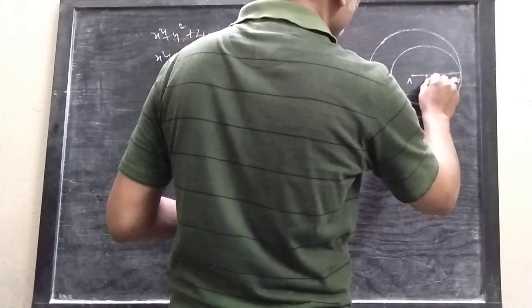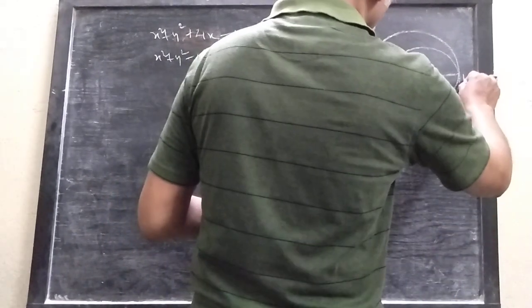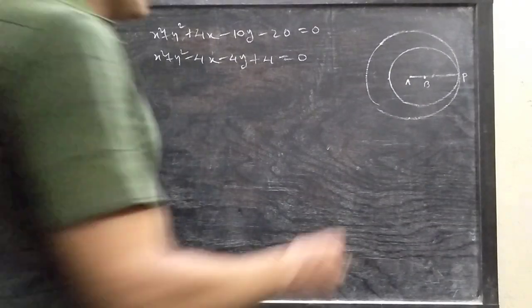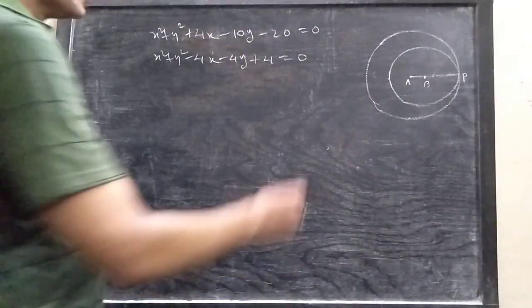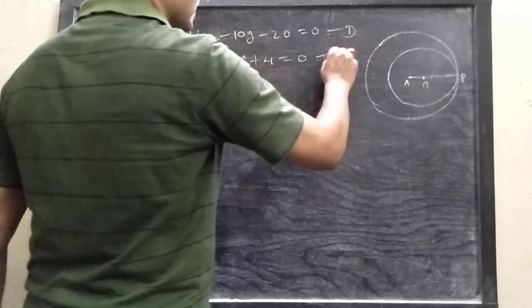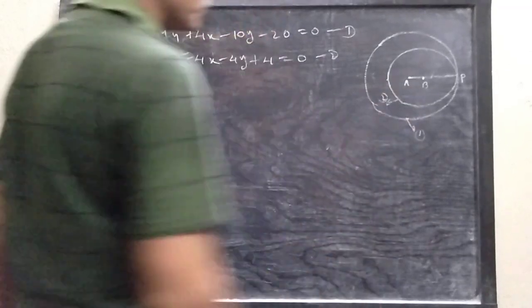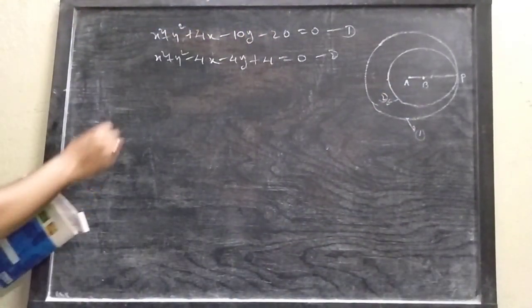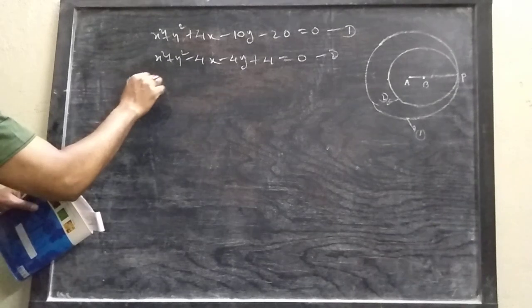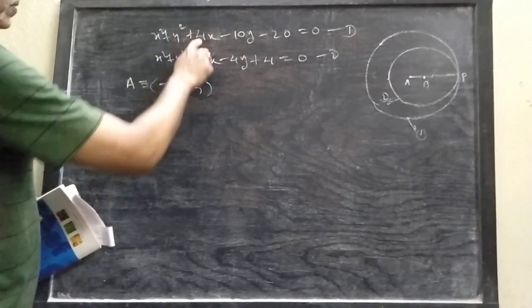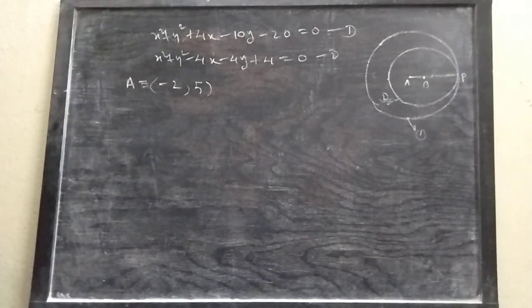This is the center of the first circle, this is the center of the second circle, and let this be the point of contact. This is circle 1, this is circle 2. So the coordinates of A, the center of the first circle, will be (-2, 5), because G is 2 here, so minus G is -2. F is -5 here, so minus F is 5.